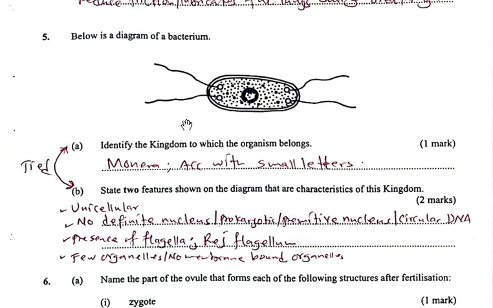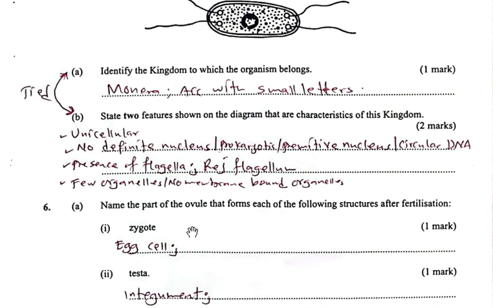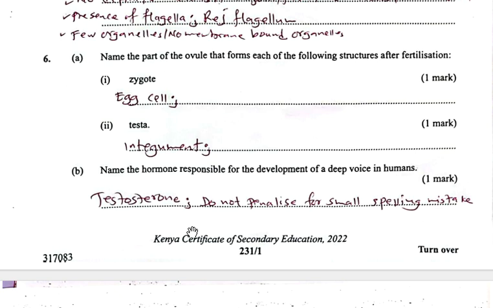Then presence of flagella. We have the flagella here. This one and this one and this one. They are the flagella. And flagella are mainly used for movement or locomotion. Then it has few organelles. As you can see, there are very few organelles. That's why you say it is under kingdom Monera. Question 6. Name the part of the ovule that forms each of the following structures after fertilization. Roman 1, zygote.